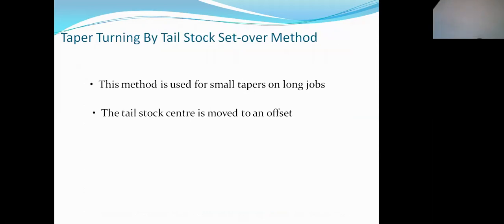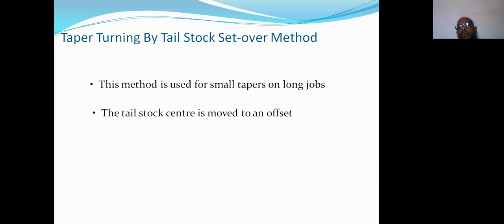So this method is used for small tappers on long jobs. In this particular one, the length of the tapper portion is long, whereas the angle of tapper is up to smaller angles only. So this tailstock setover method is used to turn the full length of the job. So this is the fourth method.